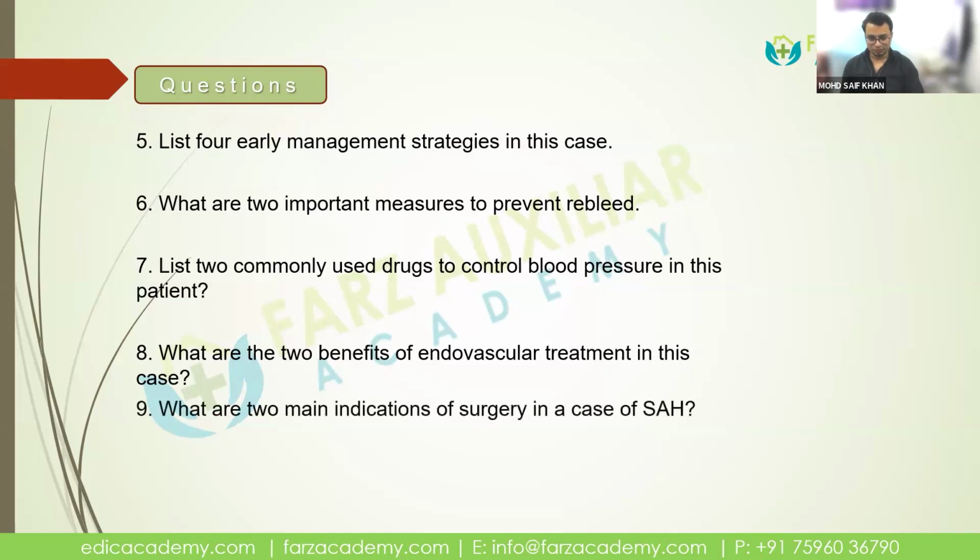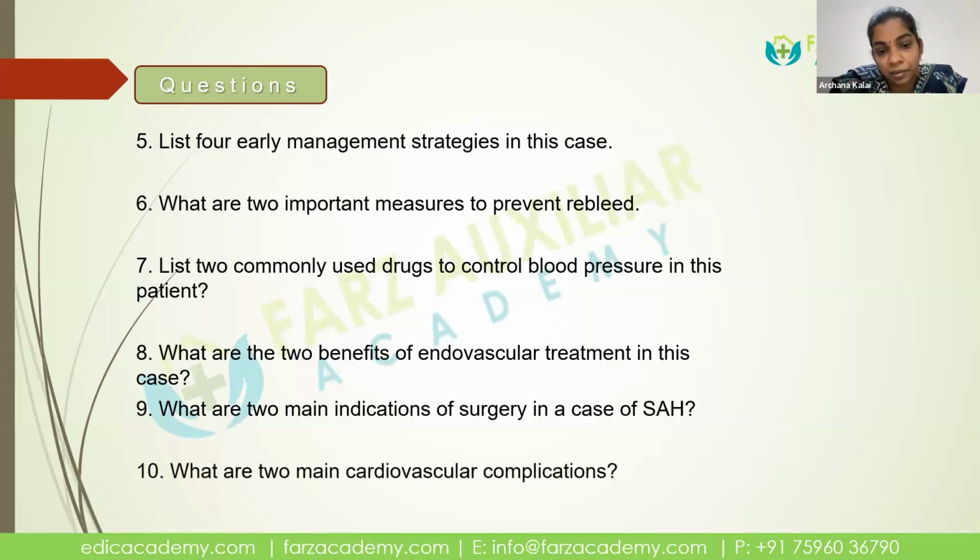What are 2 main indications of surgery in the case of SAH? So for surgery, if there is a gross cerebral edema and we need a decompression, we will go ahead with a decompression, sir. And second, if the aneurysm is not in an approachable space, or the neck of the aneurysm is very broad, or it is not approachable with endovascular treatment, I will go ahead with surgical management for an SAH. Okay, so these are 2 main indications for craniotomy and clipping.